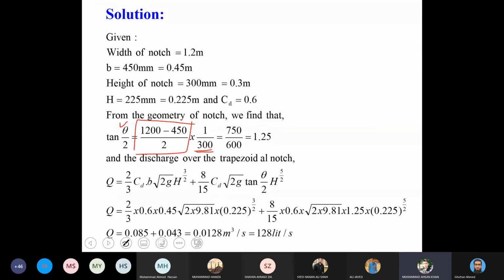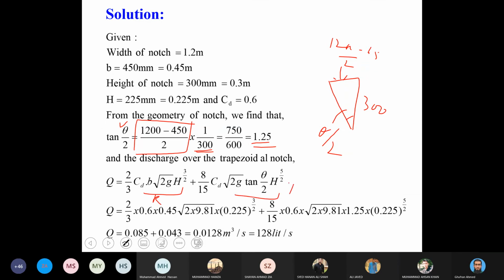सो यू जस्ट डिवाइडेड बाय 300 एज लाइक दिस, सो दिस इज 300 एंड दिस इज 1200 माइनस 450 डिवाइड बाय 2 एंड दिस इज थीटा बाय 2, सो 10 थीटा बाय 2 हैज अ डायरेक्ट वैल्यू 1.25. सो नाउ यू नीड टू ऐड वन रेक्टेंगल एंड वन ट्रायंगल, सो व्हेन यू सॉल्व इट यू विल बी एबल टू फाइंड द एग्जैक्ट डिस्चार्ज Q. ओके, एनी क्वेश्चन?